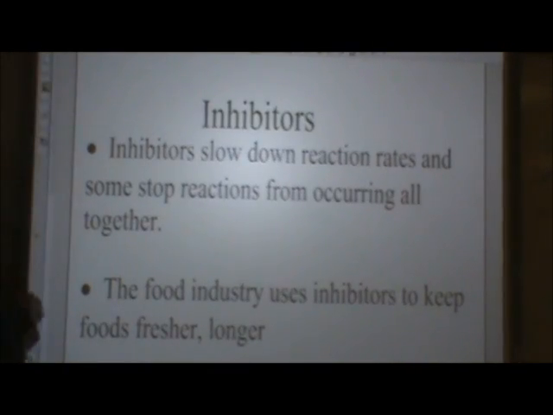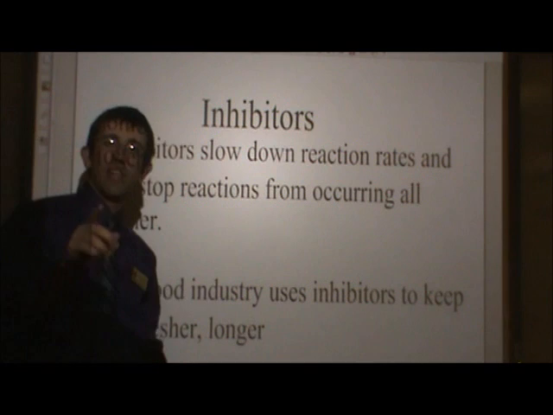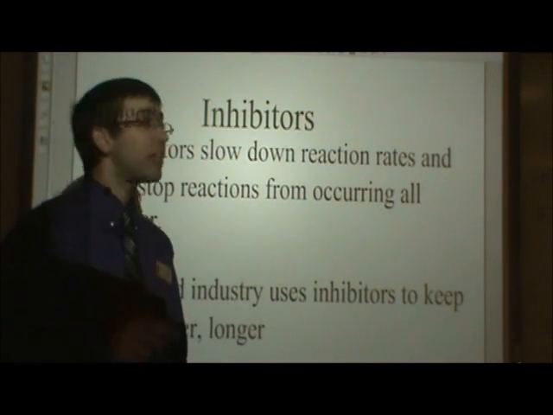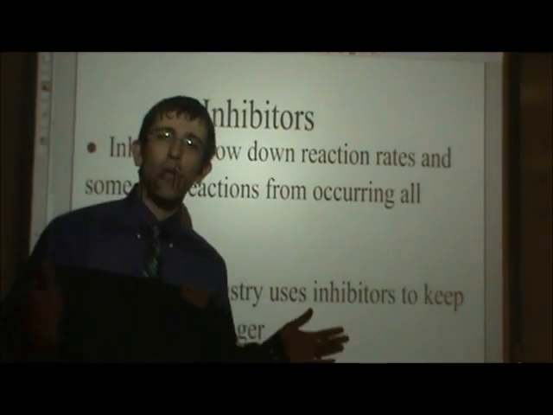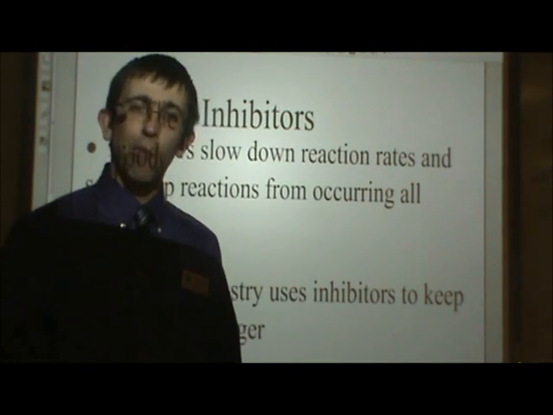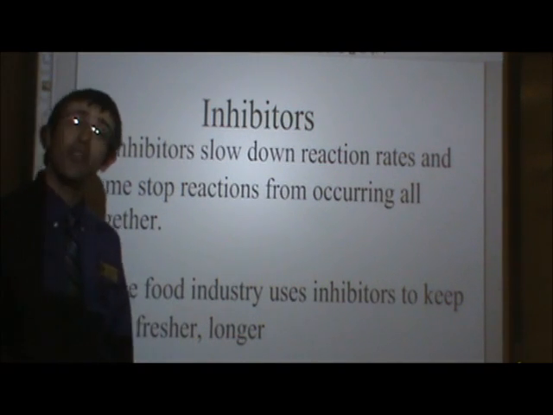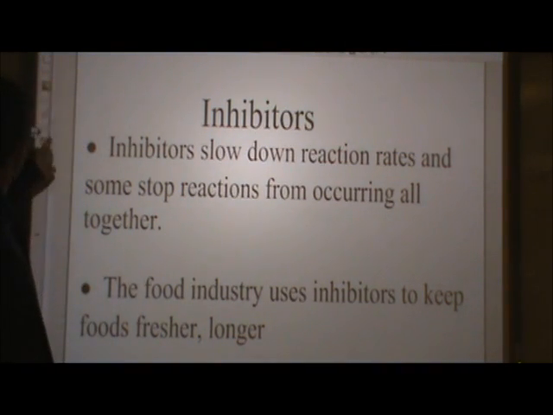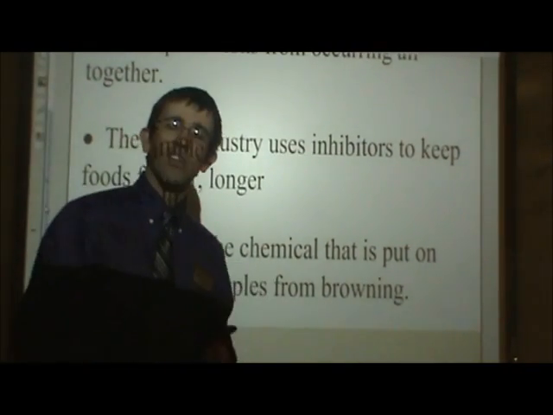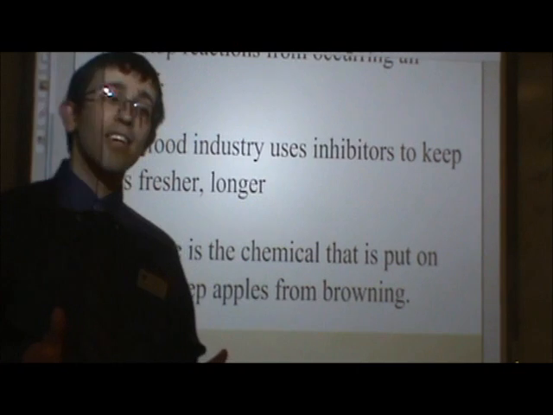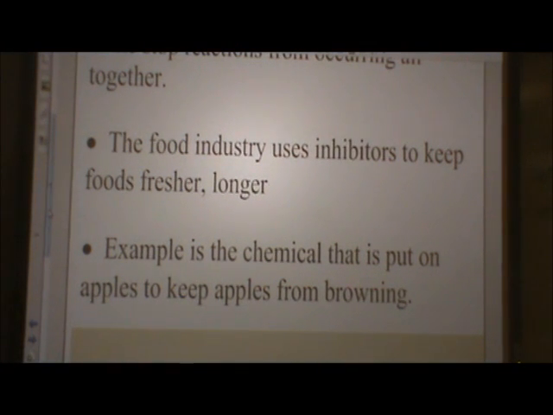Now, a catalyst speeds up reactions. There's also something called an inhibitor. And inhibitors will slow down a reaction and sometimes stop a reaction. Now, why would you want to slow down or stop a reaction? Well, there's many reasons, but one way we use it is actually in the food industry. What they'll do is they'll add inhibitors, a chemical, to your food to make it last longer and not spoil. So inhibitors are actually really good for the food industry.